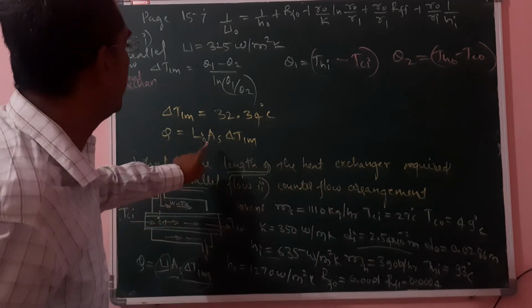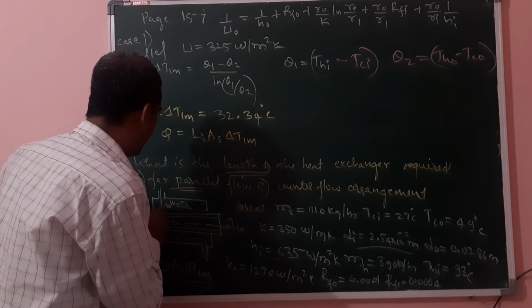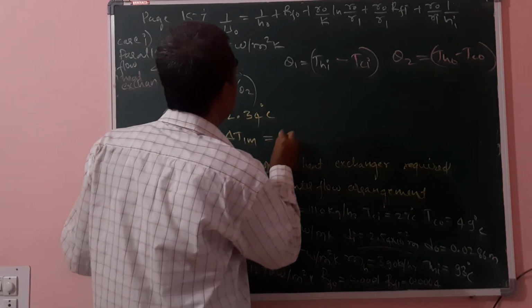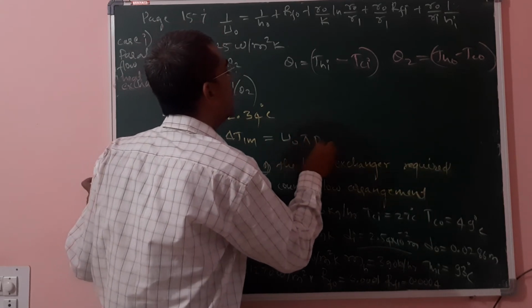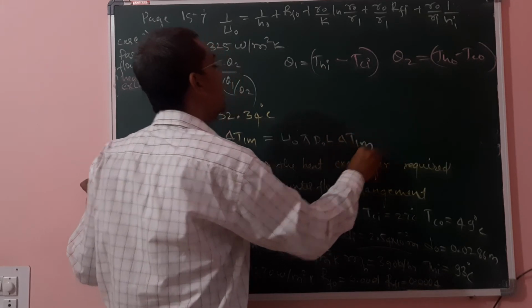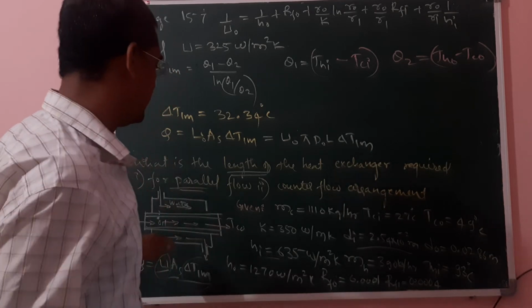Now this AS is nothing but pi d, the circumference, into L. Therefore, you can write U naught AS as pi into d naught into L into delta TLM. You know all values here. How to calculate Q?